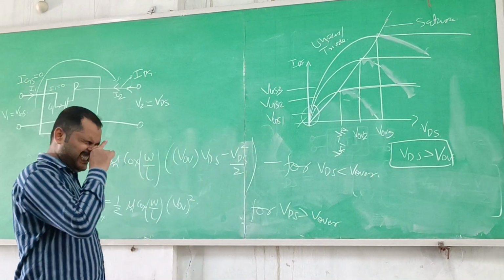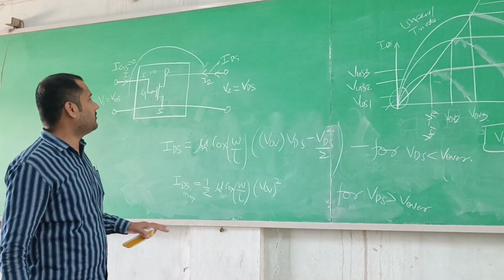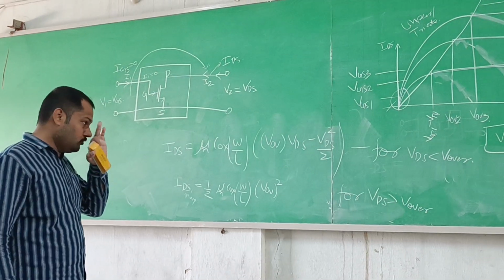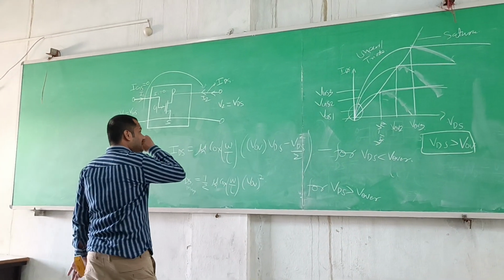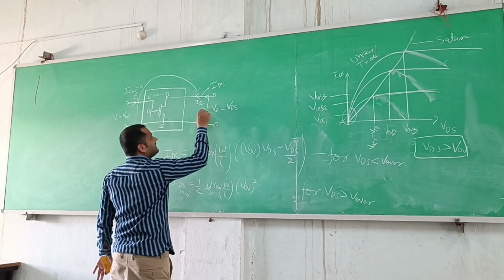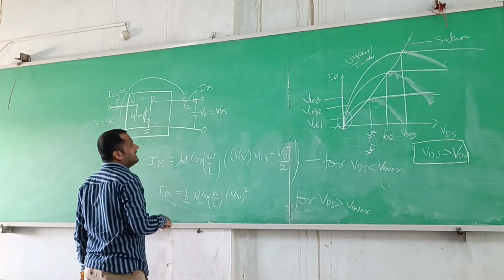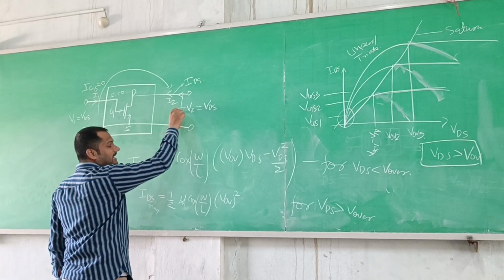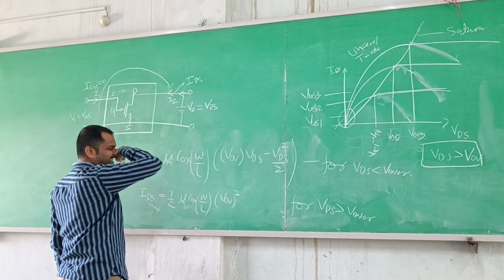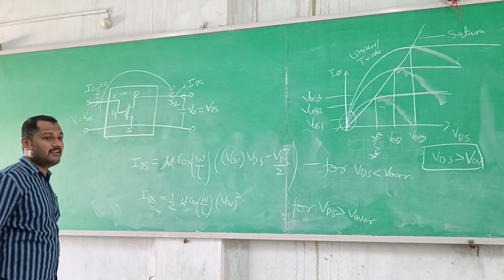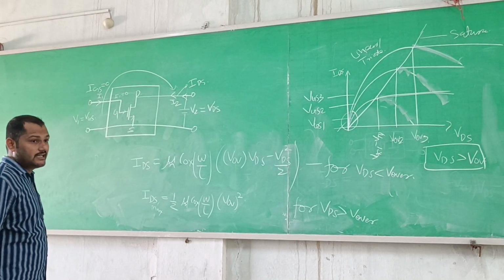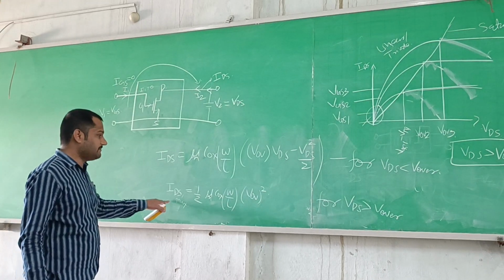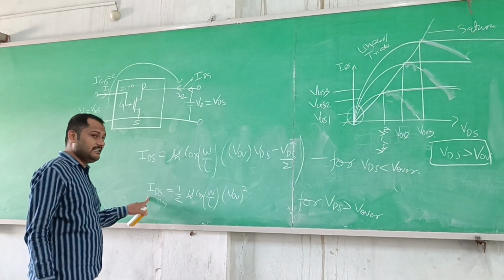So from this discussion, one thing is very clear. To use this amplifier, we always need to maintain a DC voltage greater than overdrive. If we are not maintaining this overdrive, we cannot use our transistor as an amplifier.